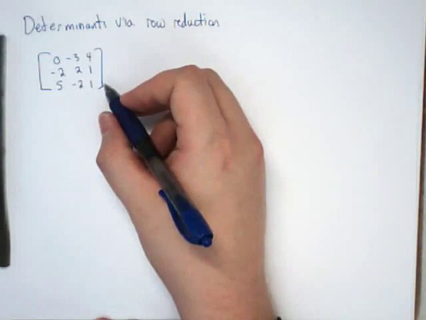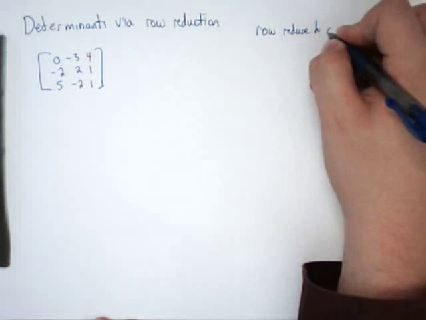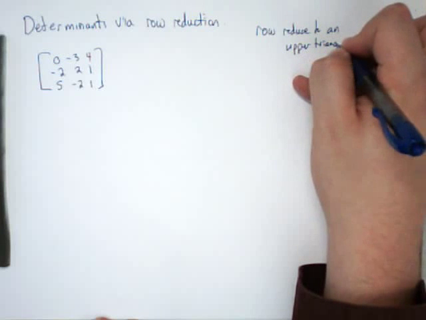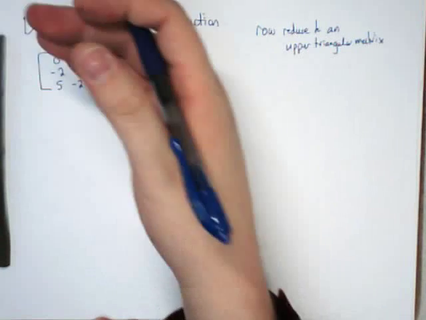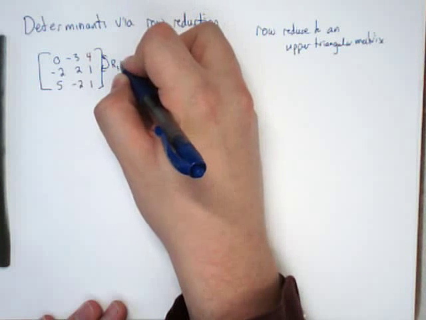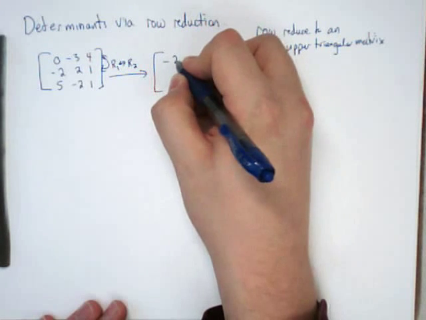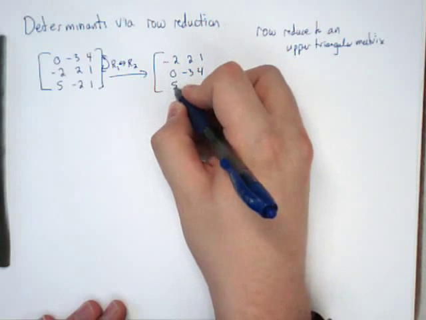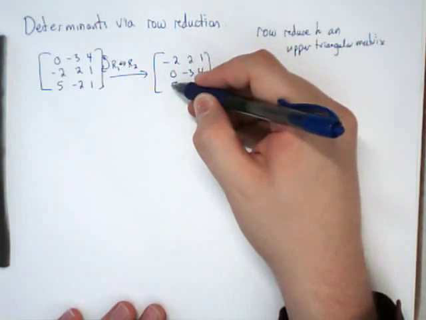So let's just start by row reducing the matrix to an upper triangular matrix. In other words, we're just going to make the lower left 0. So first, we need to swap some rows. So we'll take row 1 and interchange it with row 2, which gives us -2, 2, 1, 0, -3, 4, 5, -2, 1. The next step is I want to use this 2 to get rid of the 5.